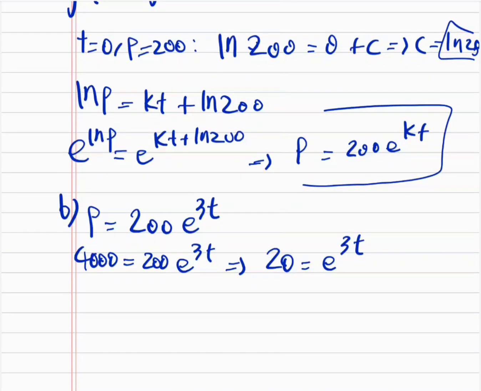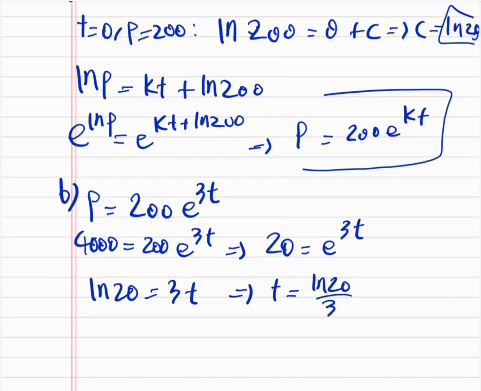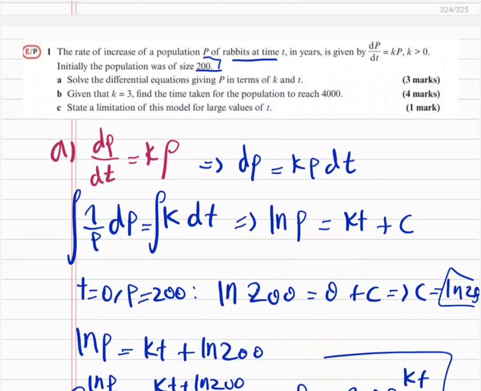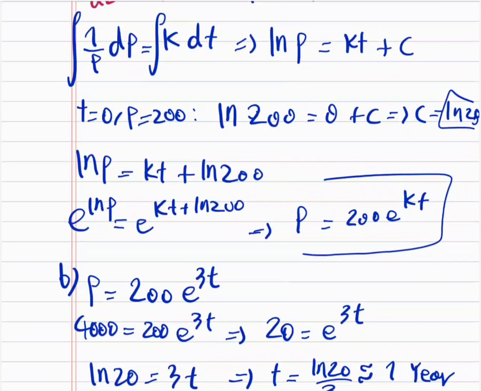Now we just take the natural log of both sides. So ln 20 is equal to 3t. t is equal to ln 20 over 3. And that's the value of time. We can approximate this, because remember that t is in years. So we just need to use a calculator now and see what it is roughly equal to. This is roughly equal to 0.9985, which means that it's basically a year. So it takes 1 year for that to happen.